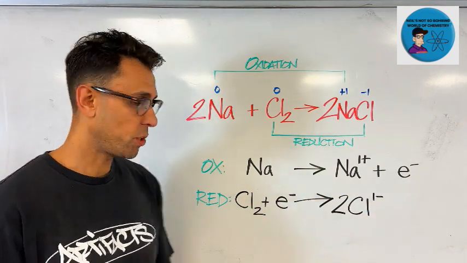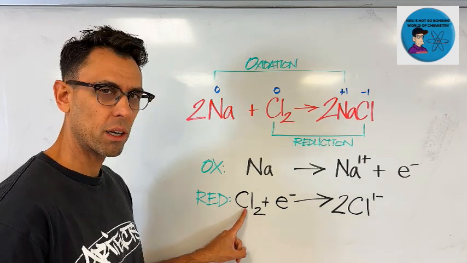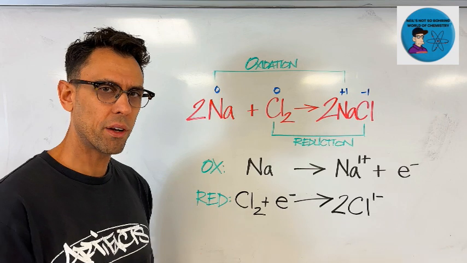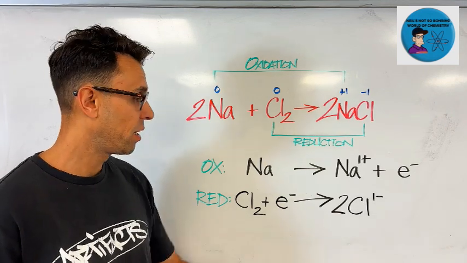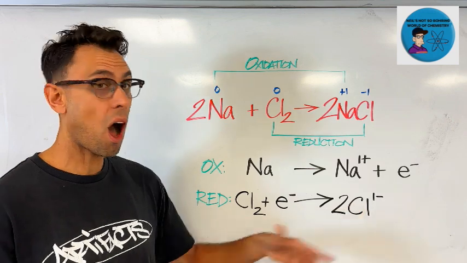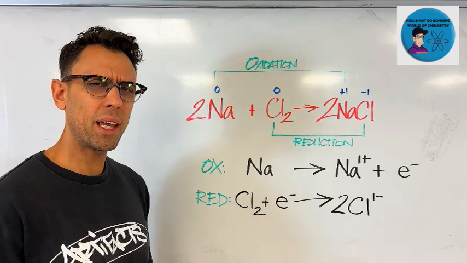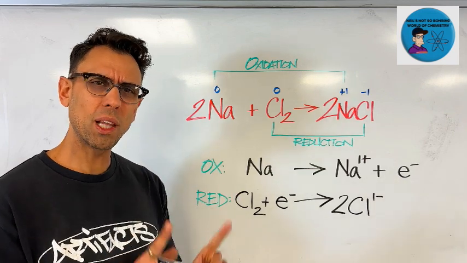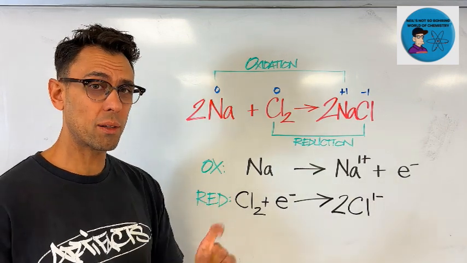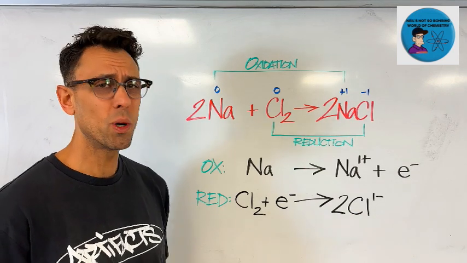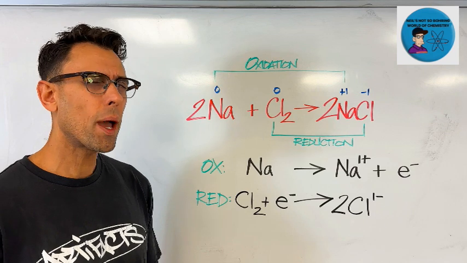Now, there's another issue. If we had 2 chlorine atoms over here, Cl2, they're bonded together, and each one of them gained an electron, resulting in 2 chlorine ions, how could we only have 1 electron being gained? Don't we need 2 electrons? Each one of these chlorines needs to gain 1 electron to create these 2 chloride ions. So this 1 electron here doesn't quite make sense.